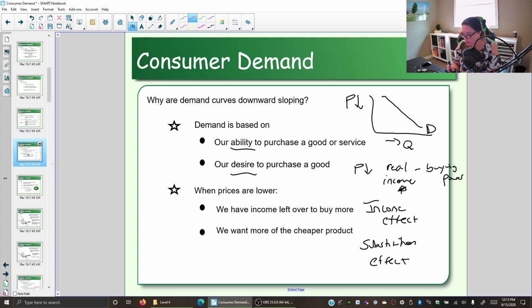So when prices drop, we have income left over. Our real income goes up, we can get more for our money, so we are likely to buy more. The quantity goes up. The second reason we have a downward sloping demand curve is because we have substitutes.